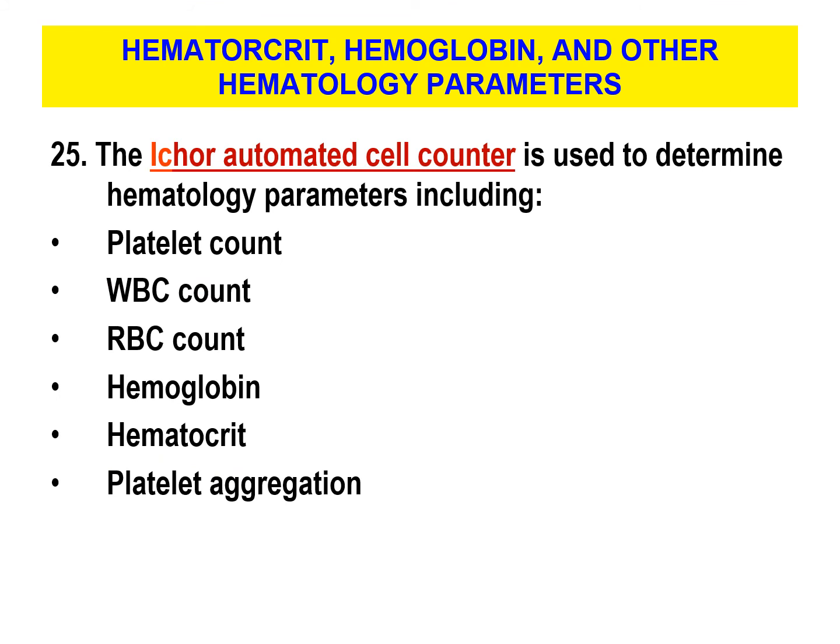Then we have the iCore automated cell counter, right? It's used to determine hematology parameters, including, remember, parts of our CBC. White cell count, red cell count, platelet, hemoglobin, hematocrit, right? And platelet aggregation.